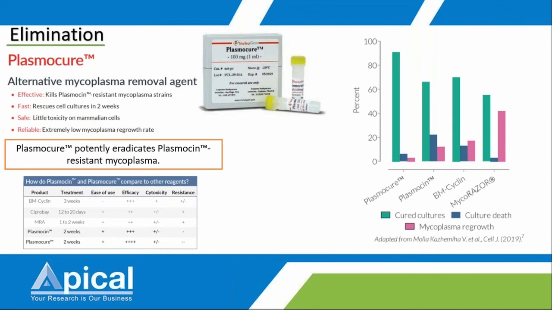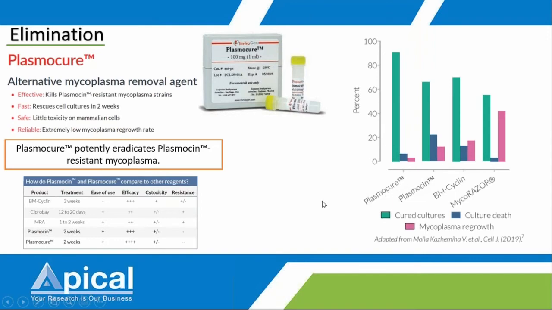Now if you see here, you can see the chart. We have Plasmocure and Plasmocin. Whatever Plasmocin cannot do, we have Plasmocure to help. This is on cultured cells, culture death, and mycoplasma regrowth. You can see how these are inhibiting the mycoplasma regrowth.